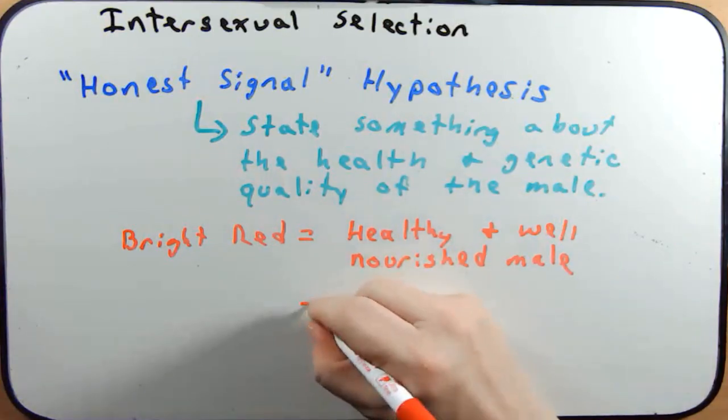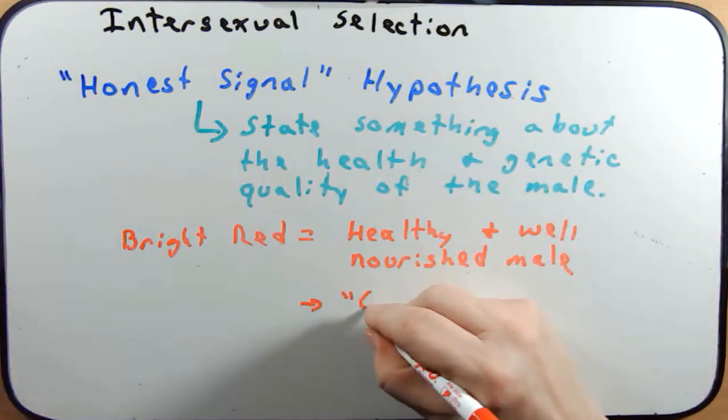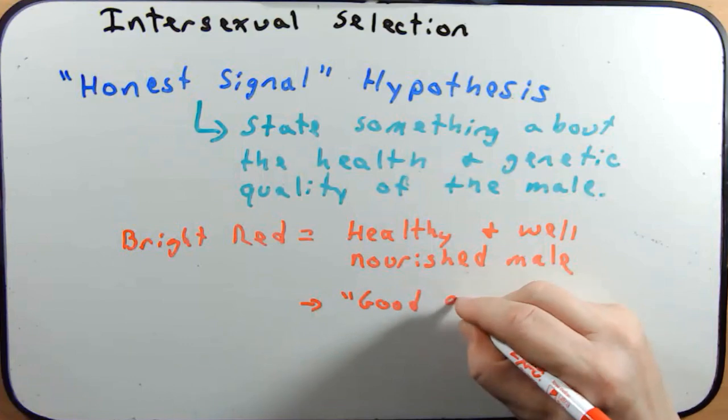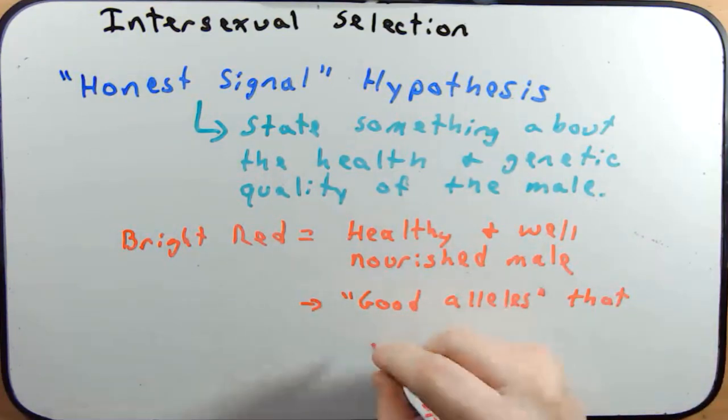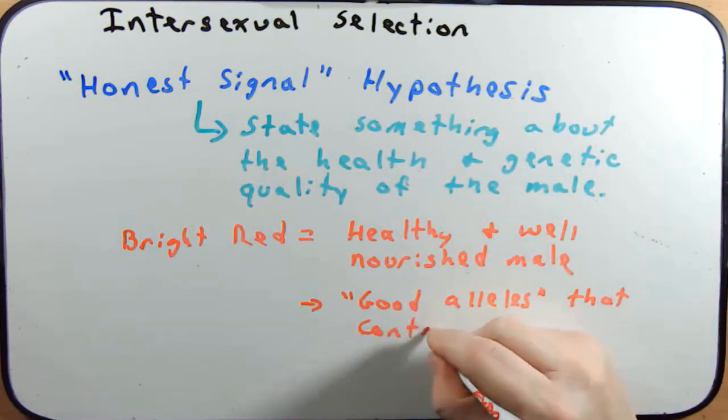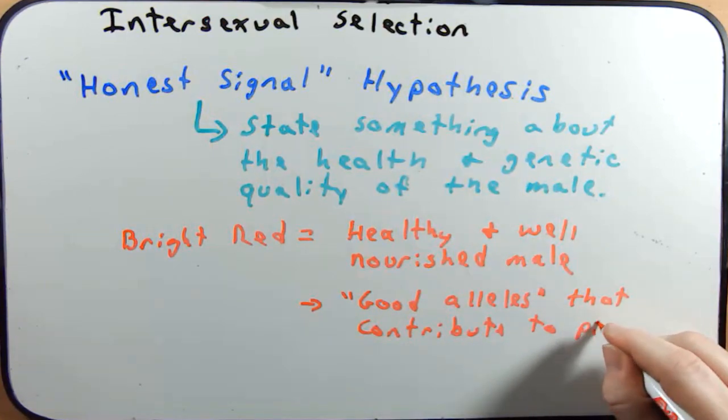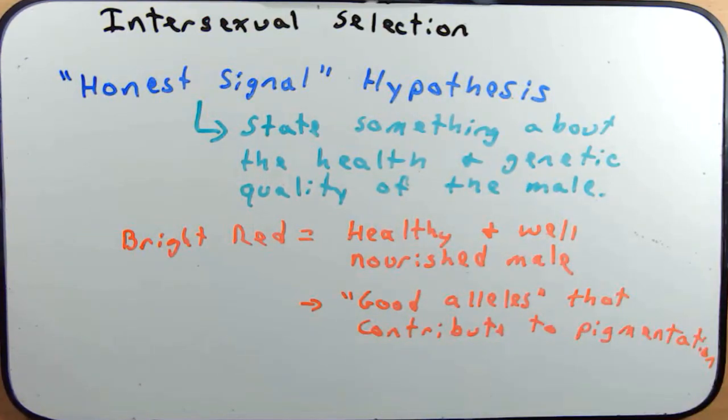So the prediction then is that there are what we might call good alleles that contribute to this pigmentation. It seems reasonable that there would be some alleles that would allow males to be better at getting these carotenoids to show to the females that they are healthy and well nourished.